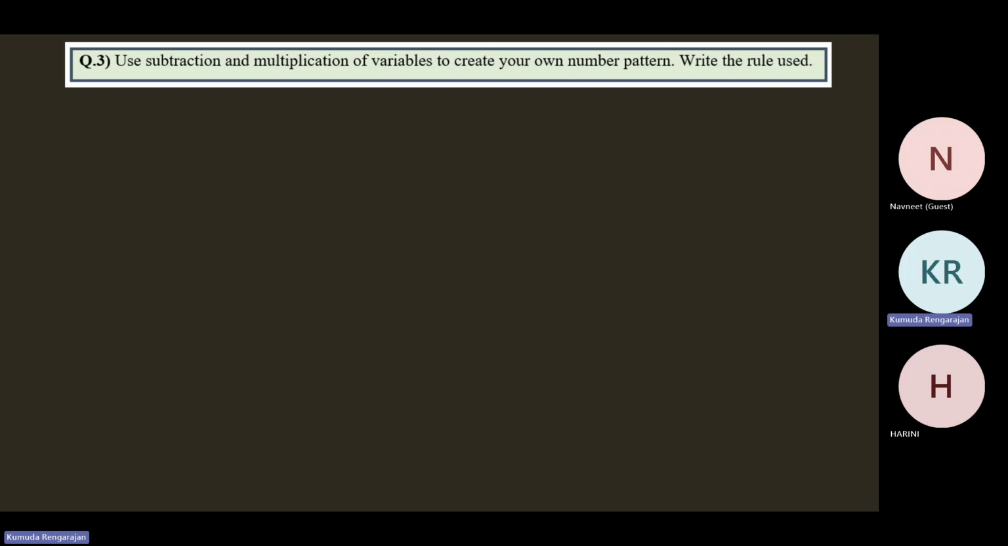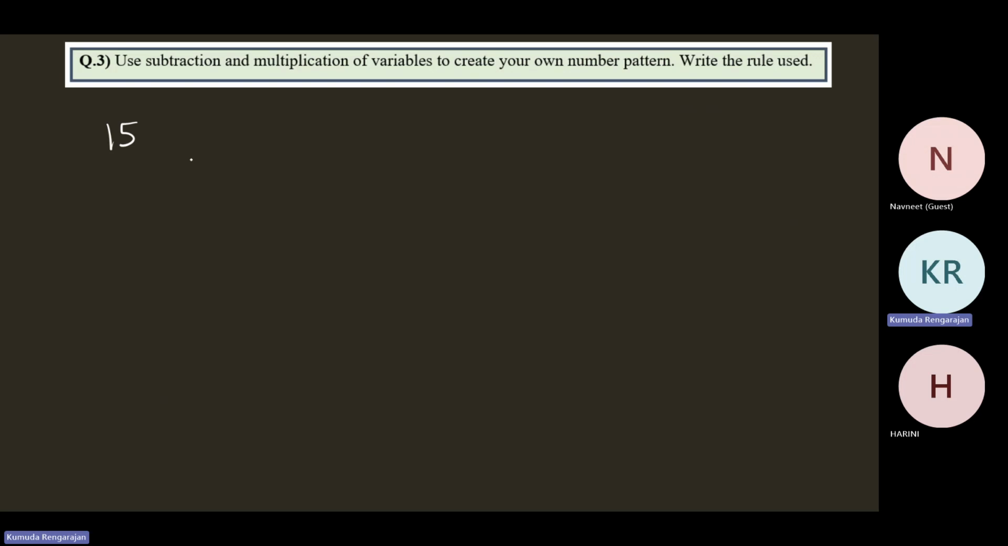So here you have some rules for that. Use subtraction and multiplication of variables to create your own number pattern. You don't have to draw diagrams here. Number pattern, and write the rule used. Okay, so let's start like this. You must start off with a number. That first number you can write whatever you want. Like I can write 15.